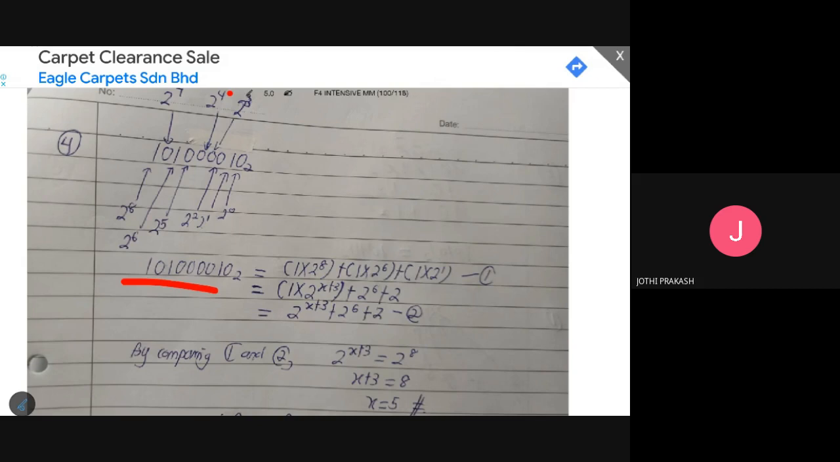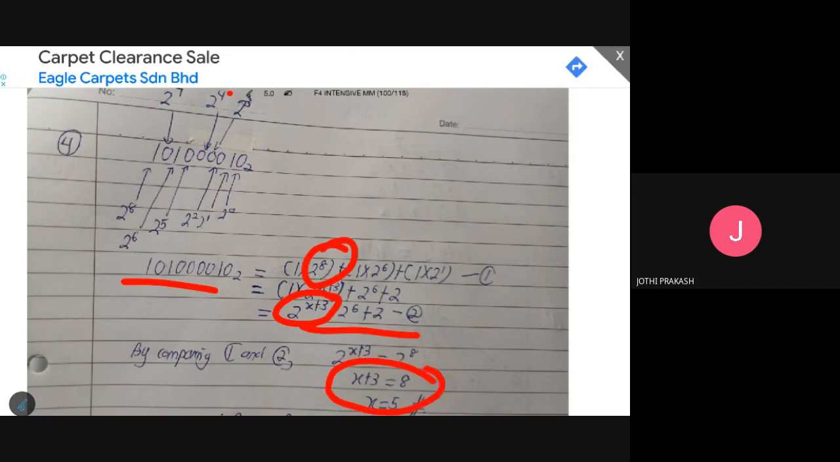Yes or no? No, no need. Waste time only. Bazir masa saja. Sebab tak ada apa-apa nilai. Okay, so just write for the digit 1 only. Enough. Okay, so you will get something like this. So then kamu bandingkan 2 kuasa 8 dengan 2 kuasa X tambah 3. Compare directly. So this is how you will get X equal to 5.